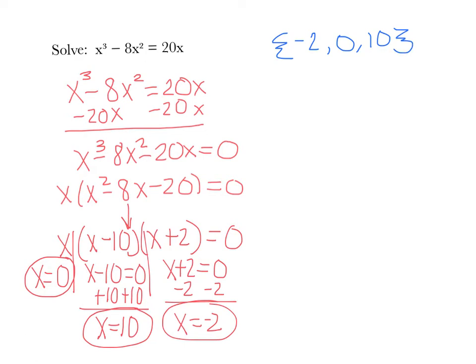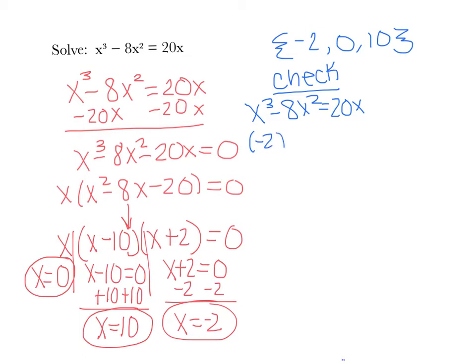To check, we need to check all three answers into the original equation. For our first answer, negative 2 to the third minus 8 times negative 2 squared equals 20 times negative 2.